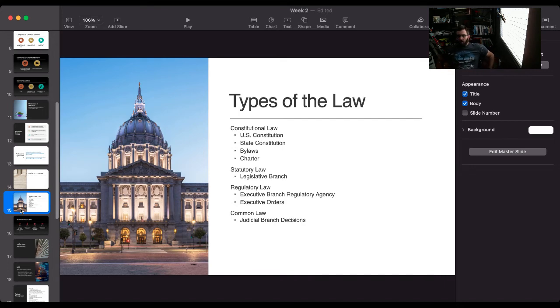Okay, so all other states use the common law, which means the judicial branch makes decisions. Okay, and so the judicial branch can make decisions that can override other laws. Okay? They can also interpret laws, and their decisions then lead to interpretation. Now, we'll talk about a couple of things related to law and security.